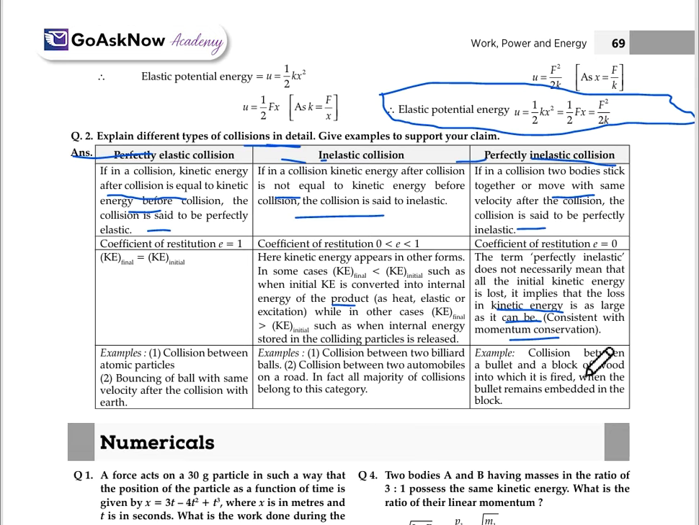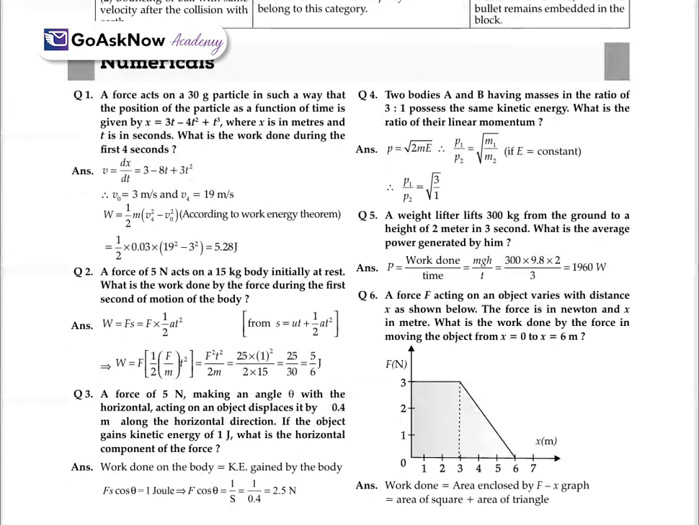An example of a perfectly inelastic collision is the collision between a bullet and a block of wood into which it is fixed, where the bullet remains embedded in the block. So this is all about the different types of collision in detail, with examples. Now moving to the next, we'll read some numericals.